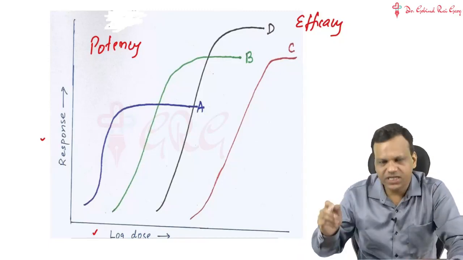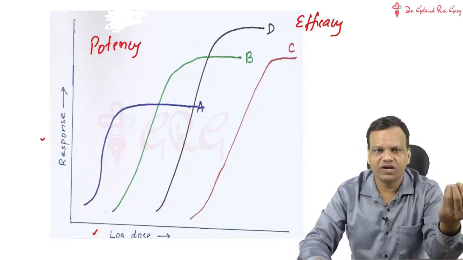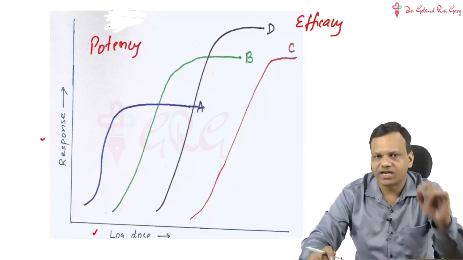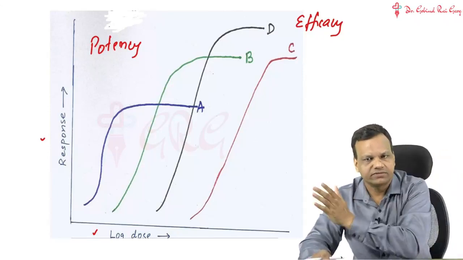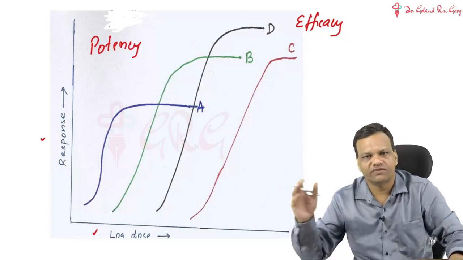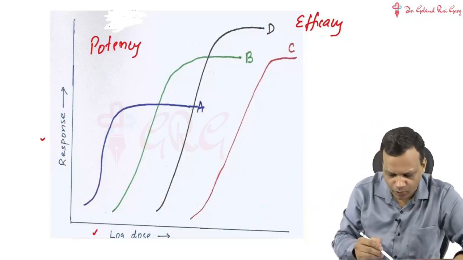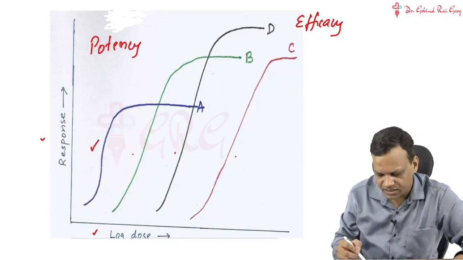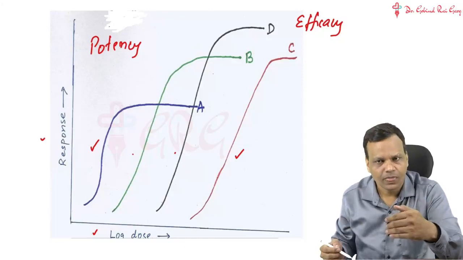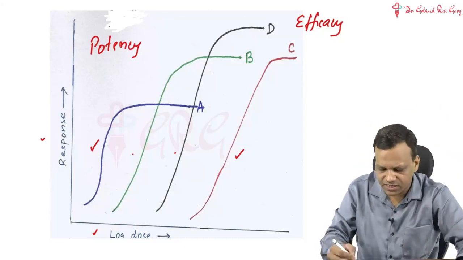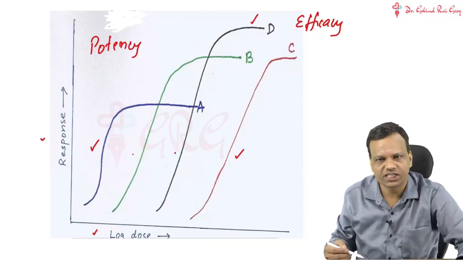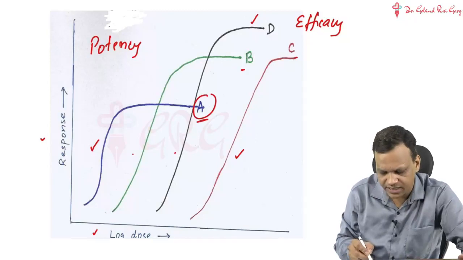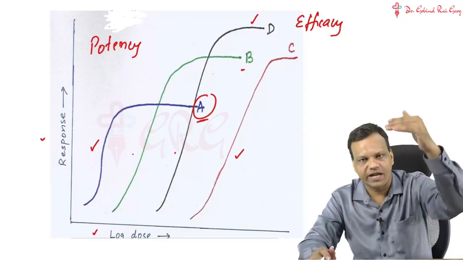Clear? From the DRC, you need to tell which drug is most potent, which is most efficacious, which is least potent. So simply look at the DRC from left to right. Most left will be most potent, most right will be least potent. So if we grade according to potency, drug A is most potent, then drug B, then drug D, and drug C will be least potent. Clear? And efficacy is from high to low. Highest response means drug D is most efficacious, then B and C are equally efficacious, and least efficacious is drug A. Okay? Potency left to right, efficacy high to low.